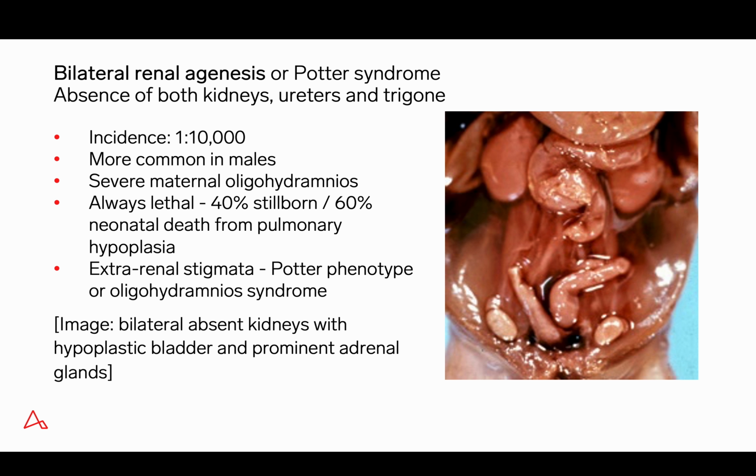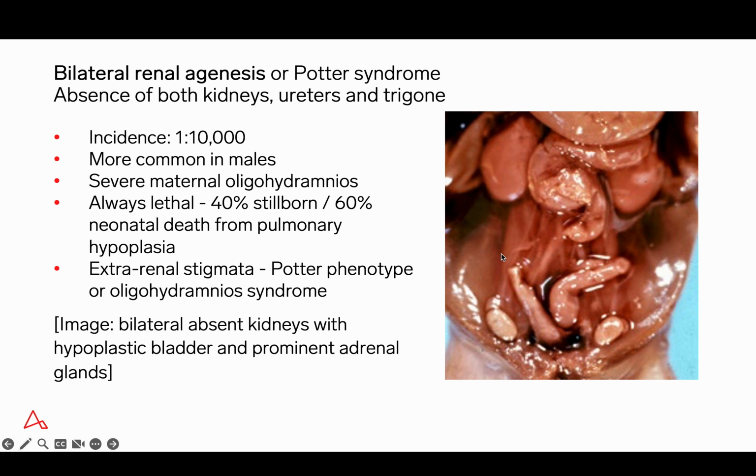The babies are either born stillborn or suffer an early neonatal death from pulmonary hypoplasia. They develop pulmonary hypoplasia because fetal urine is required to be inhaled for proper lung development. And these patients also have a number of extrarenal stigmata, often referred to as the Potter phenotype or oligohydramnios phenotype.